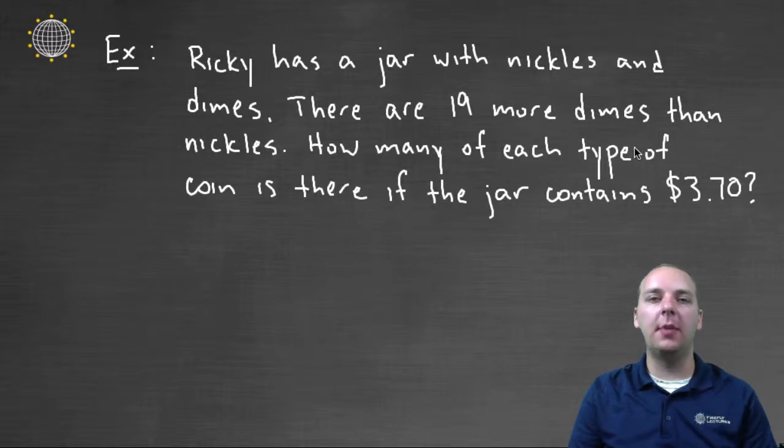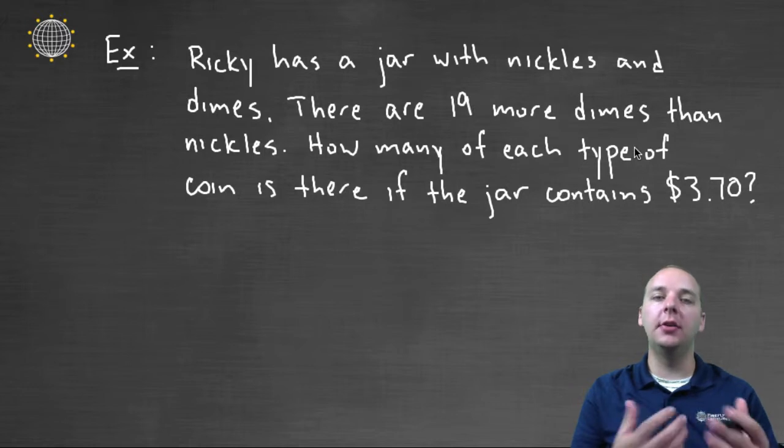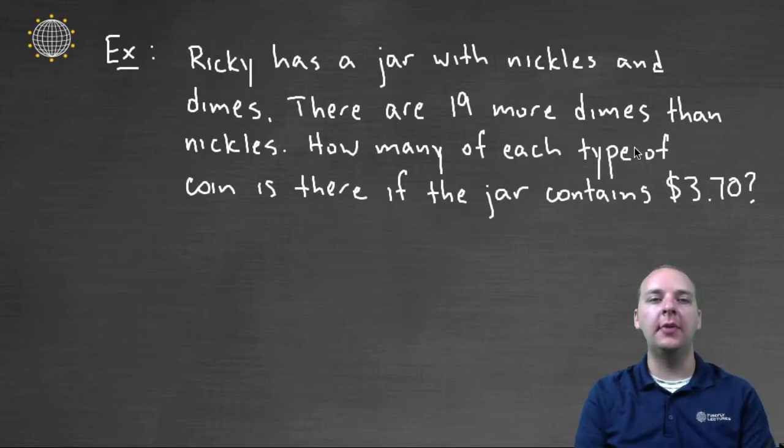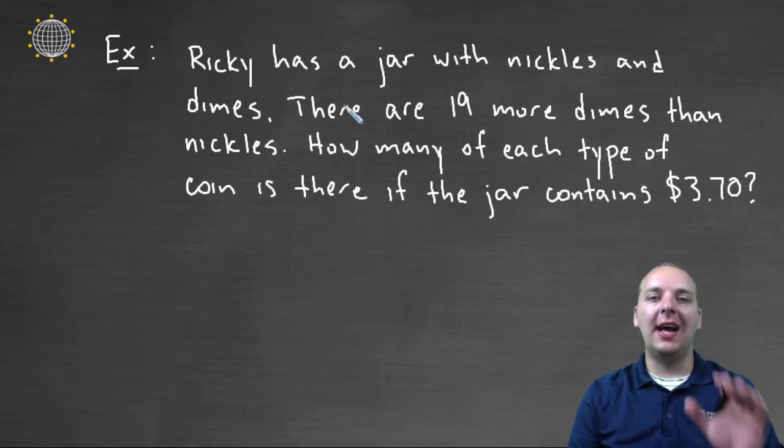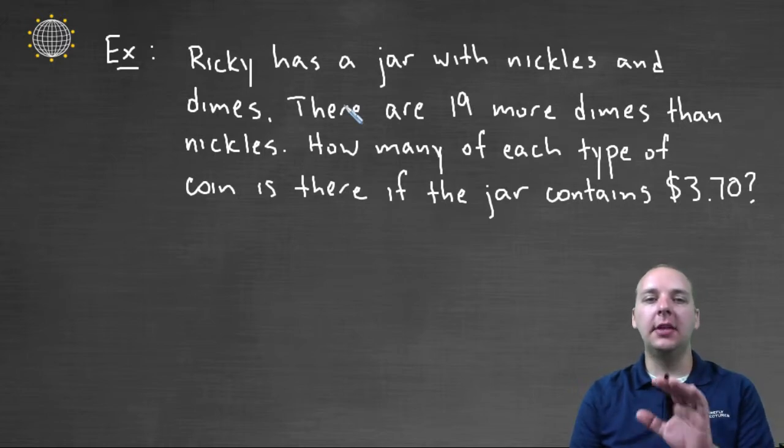Here's a real popular type of real life application problem dealing with coins, and we're trying to determine how many of each certain type of coin we have based off of some information about the money that we have. So here we go. We have a guy named Ricky, and Ricky has a jar with nickels and dimes in it. And it says that there are 19 more dimes than there are nickels.